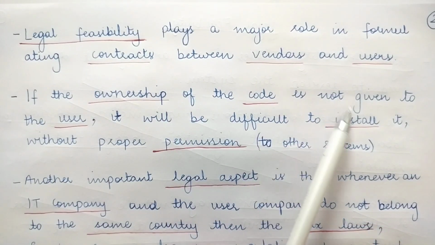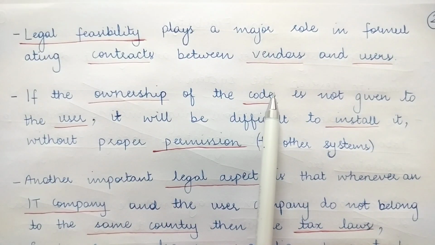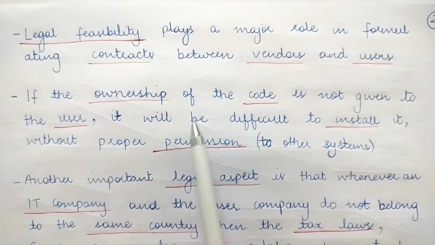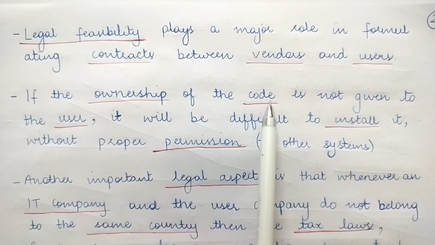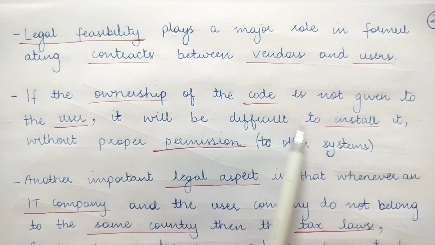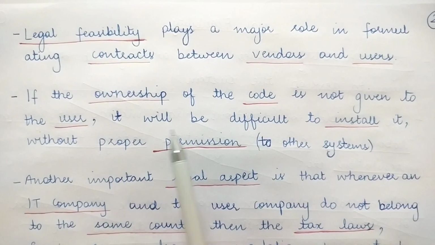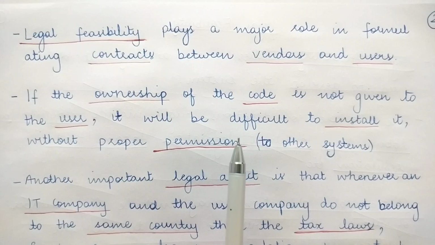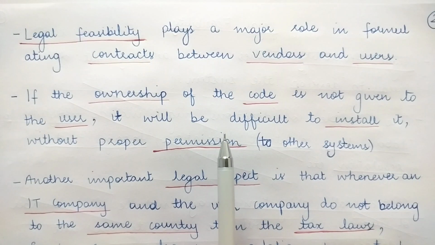If the ownership of the code is not given to the user, it will be difficult to install it. Whatever the code is, it has to be a licensed code, and when it is a licensed code, then the ownership of it must be given to the user. So if the user does not have the ownership of using that particular code, by code I mean that particular application software, then it will be difficult for the user to install it without proper permission. That means whether you have the license or you do not have the license, you need to have proper permission to install that license, which basically includes some fee.